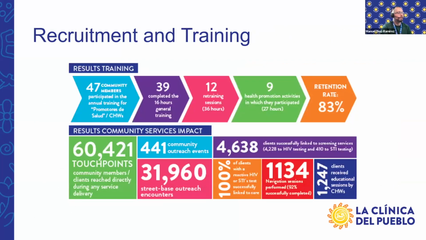As a summary of some numbers, because we love numbers. In general, we can say that between 30 and 47 community members participate in our annual training program. Usually 39 of them, or 83%, complete the 16 hours of general training that is scheduled every February, plus an additional 36 hours of continuing education training. Usually each of them participates in at least 9 activities or events that they support, on average.